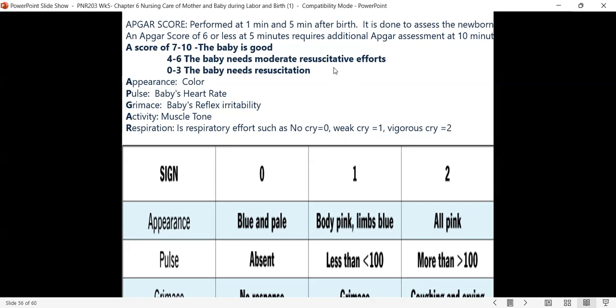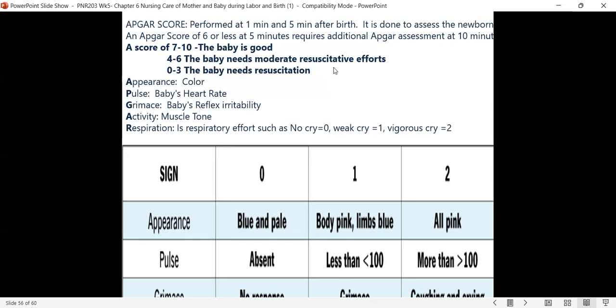And then we talked about muscle tone. If they come out and the baby is what we call flaccid, he's just laying there. It's like, okay, I'm here. And he does nothing. He gets a 0. And then some flexion, he gets a 1. And he has total flexion, he gets a 2.